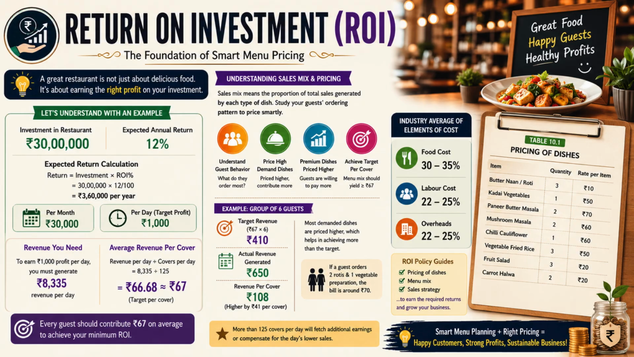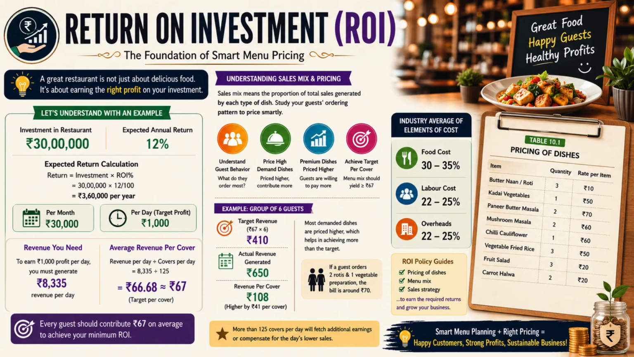Understanding sales mix. Now let's talk about another important concept: sales mix. Sales mix simply means which food items contribute the most to your overall sales. Think about your own dining habits. When people visit an Indian restaurant, most customers order butter naan, paneer butter masala, dal, biryani, fried rice, or other main course dishes. Only a small percentage order appetizers, soups, salads, or desserts. This customer behavior is called the ordering pattern. Understanding this pattern helps restaurants design smarter menus.